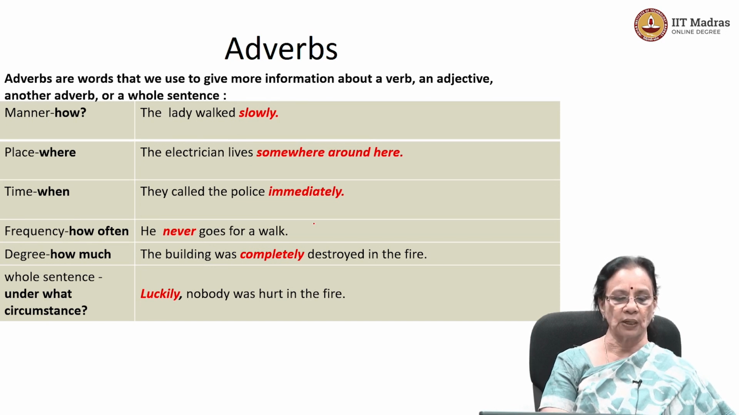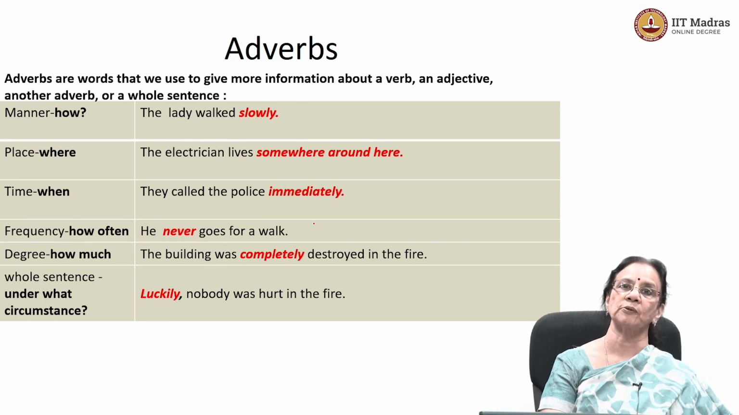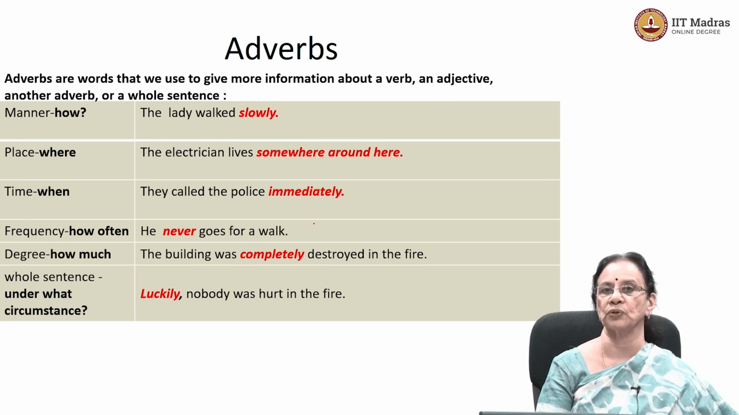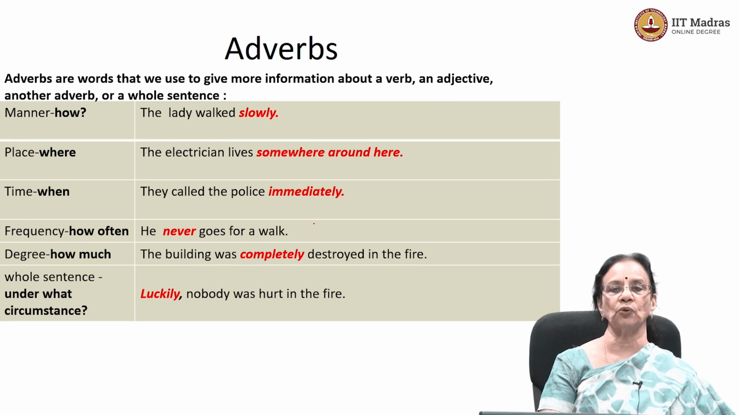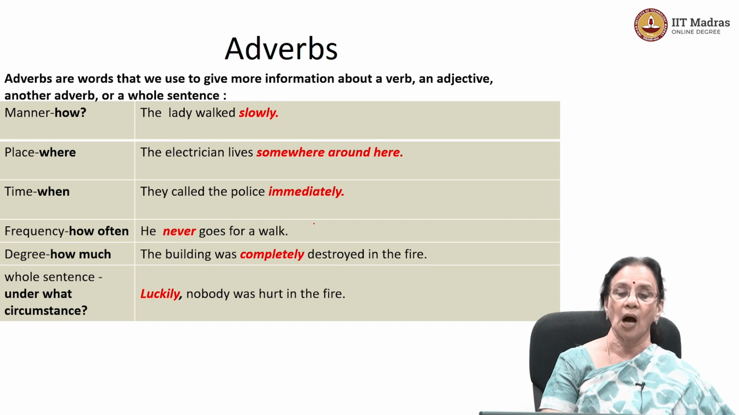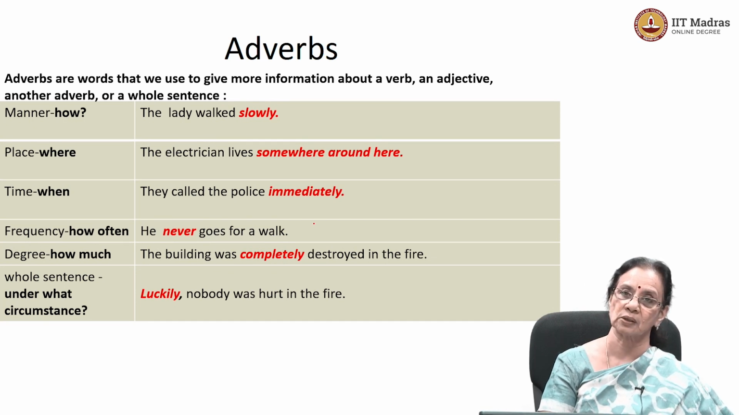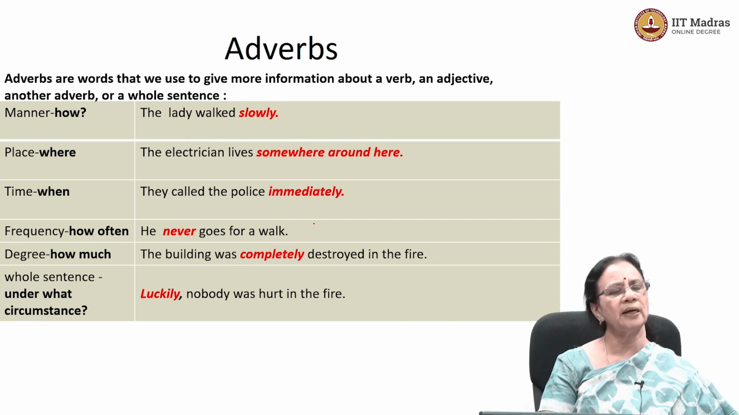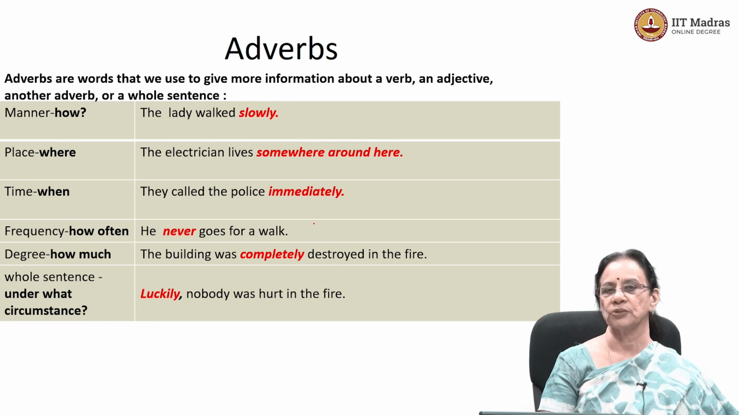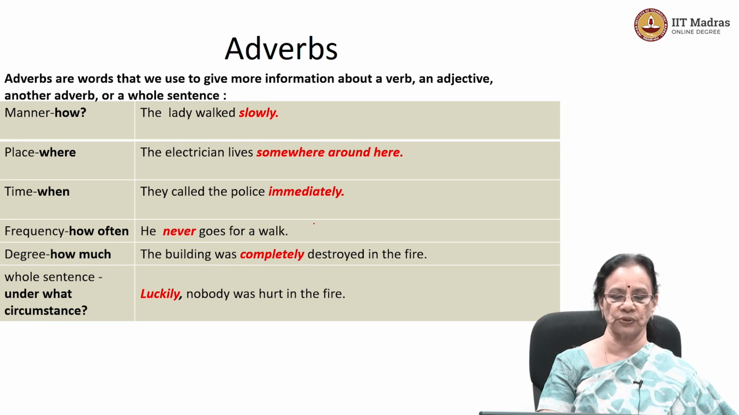And then we have the adverb of frequency. He never goes for a walk. So what is the question that we ask? How often does he go for a walk? And we get the answer, he never goes for a walk. So definitely it is an adverb of frequency.